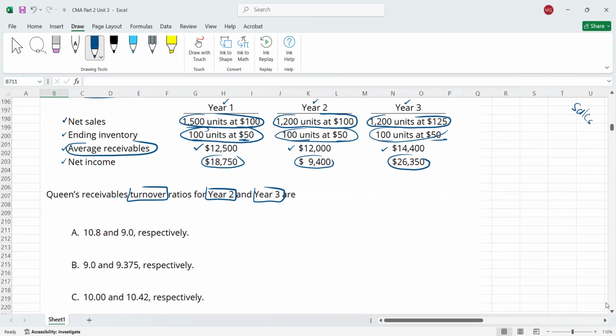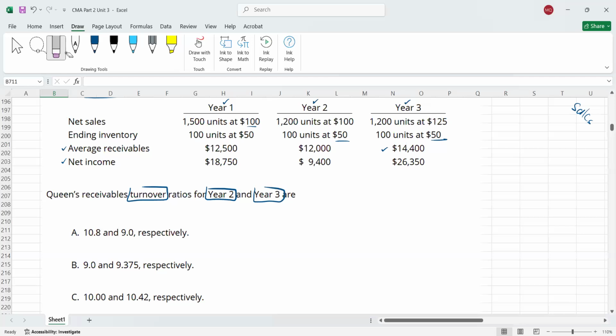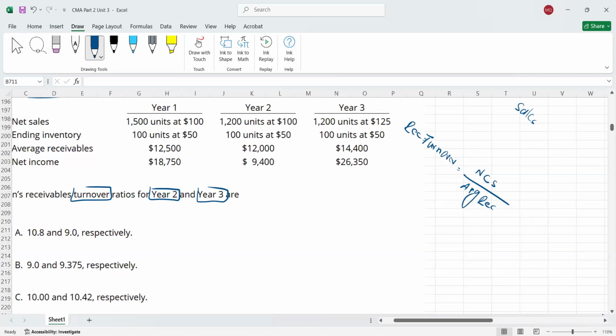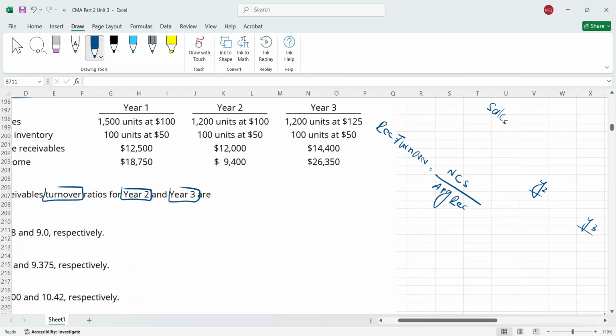If you go back and check the formula for turnover, I'm just writing the formula here first. So the receivables turnover ratio formula was net credit sales divided by average receivables. Okay, so now we have to check here. Let's assume we have to calculate for year 2 and for year 3. For year 3, you will apply the same formula.